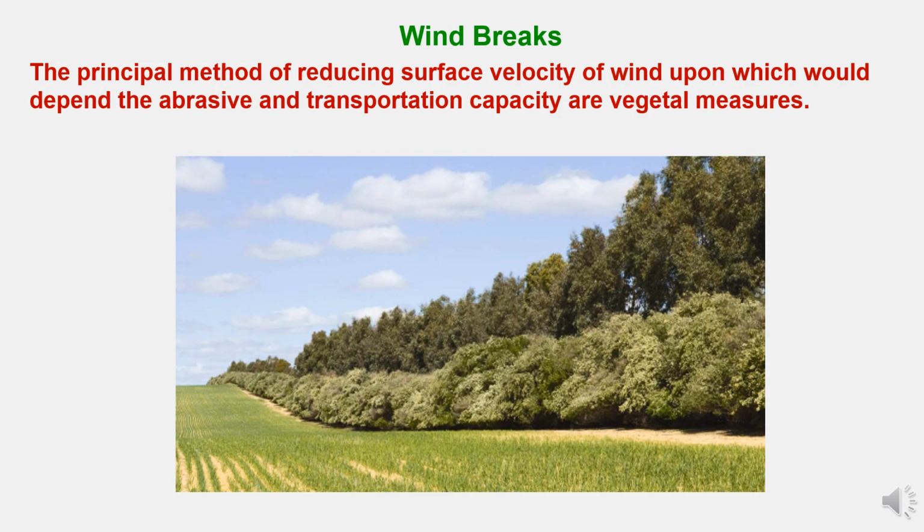In case of windbreaks, the principal method of reducing surface velocity of wind, upon which abrasive and transportation capacity depend, is vegetal measures. In case of windbreaks, we are playing an important role to reduce the wind velocity by adopting various crops which have the capacity to break the speed.